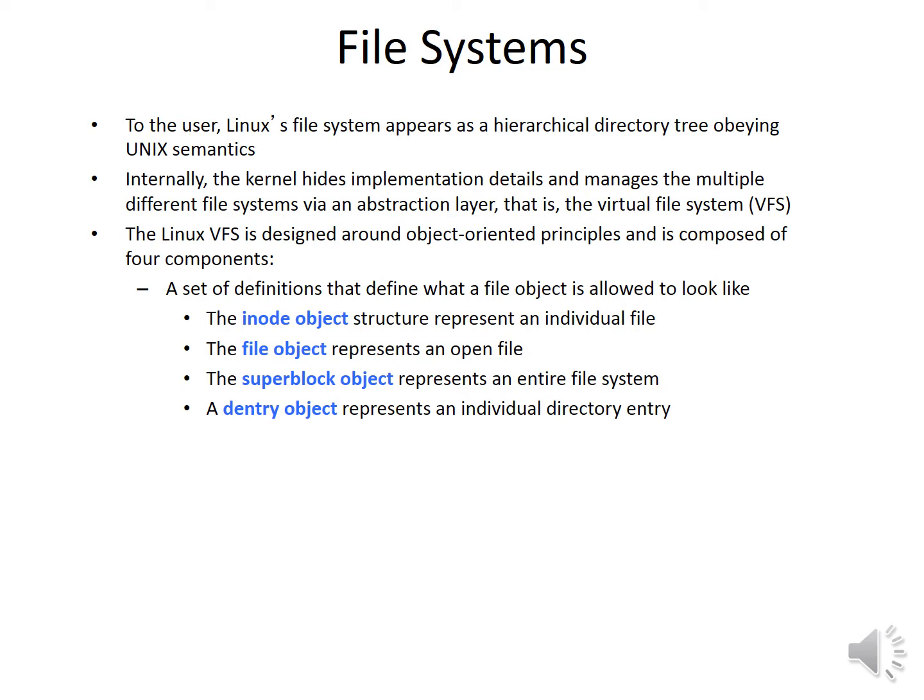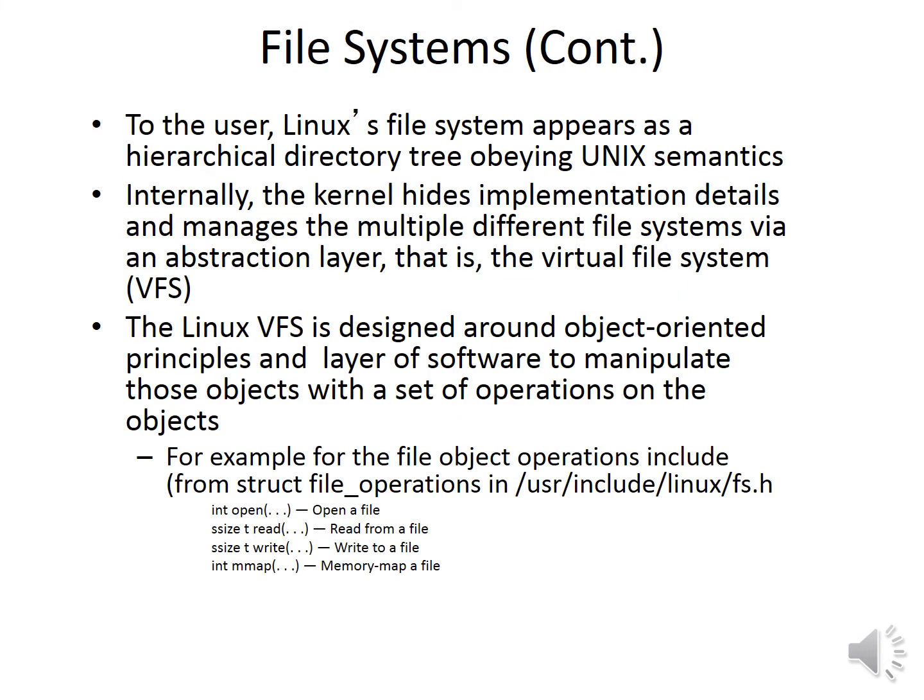The virtual file system is designed around the object-oriented principle and is composed of four components: the inode object, the file object, the superblock object, and the dentry object. The inode object represents an individual file, and a file object represents an open file. The superblock object represents the entire file system. A dentry object represents an individual directory.